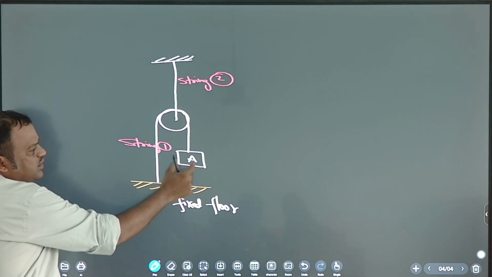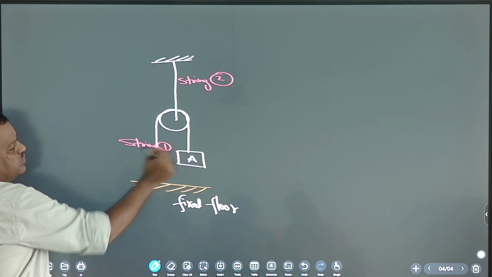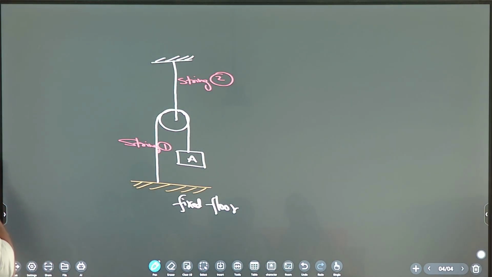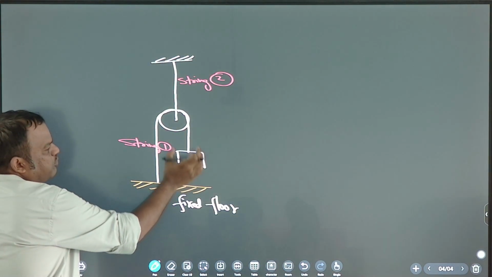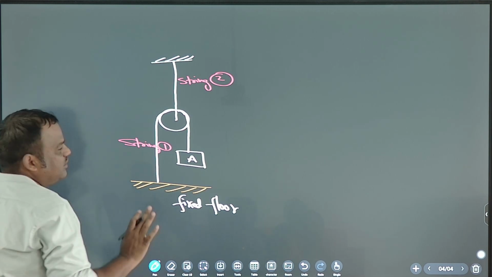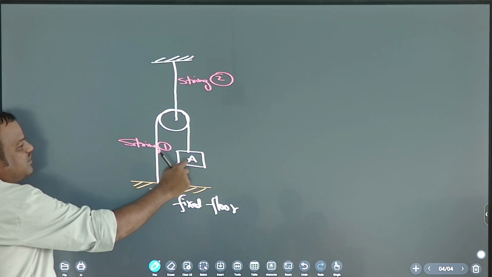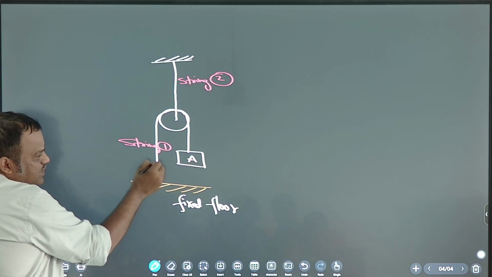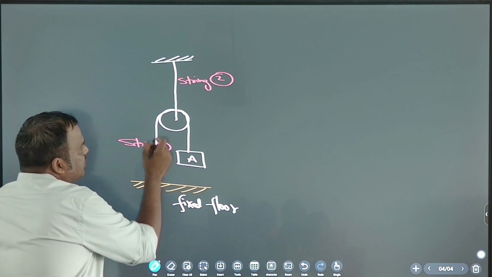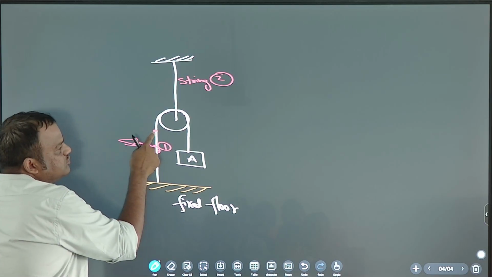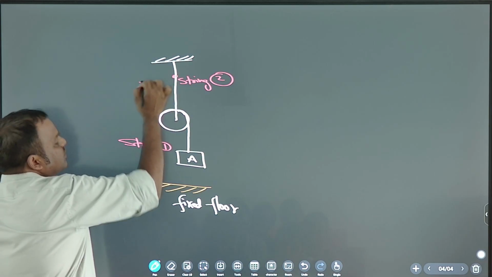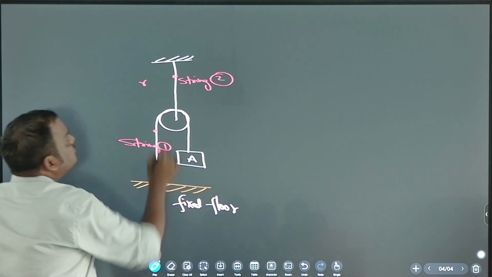Now you tell me, A is at rest or it can move. Tell me. A can move up or down? Yes or no? No. Why? Because this point is at rest, and so this point is also at rest. And what about this point? Rest. So these points are at rest.